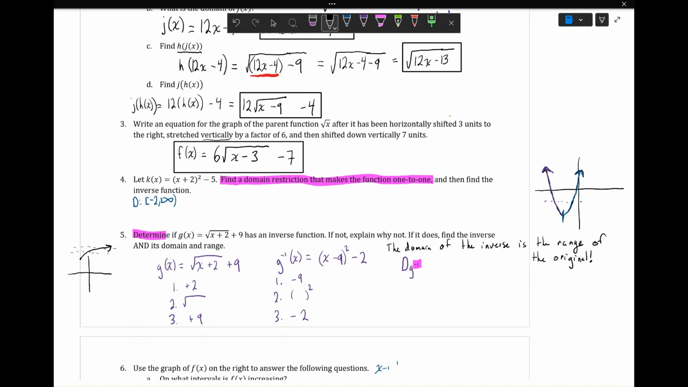So if I look at my original function, the square root of x plus 2, plus 9, we know this plus 9 at the end is what gives us the range. We know square roots grow upward from that plus 9. So the range here is from 9 to infinity. And then we can do something similar for the range of G inverse. We can either find the domain of the original, or we can look at G inverse and recognize that squared functions, quadratic functions, only go upward from that minus 2 on the end. So my range is from negative 2 to infinity.